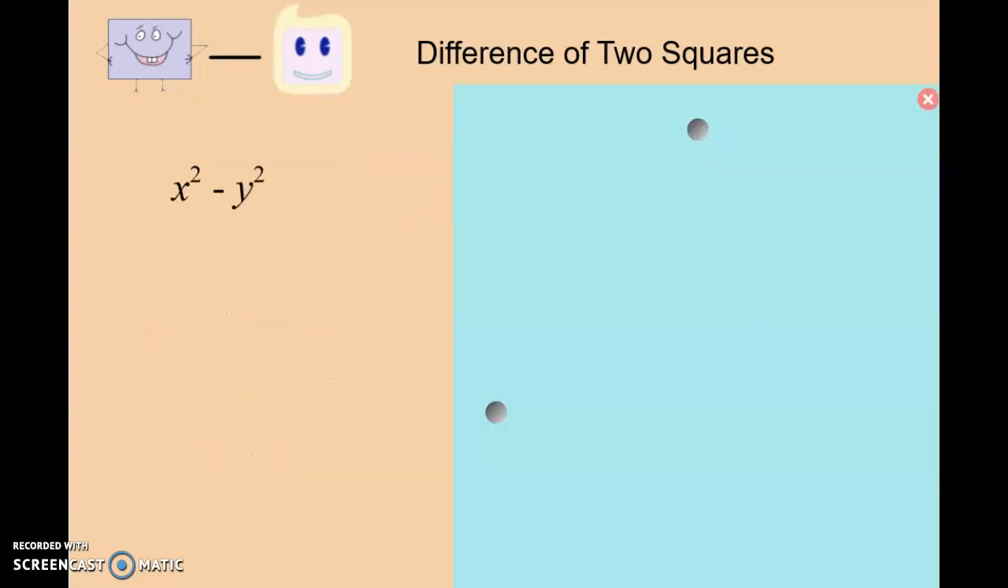Try this one. Just because they're both variables and there are no numbers there doesn't mean that you do anything different than what you've been doing. Did you get that for an answer?